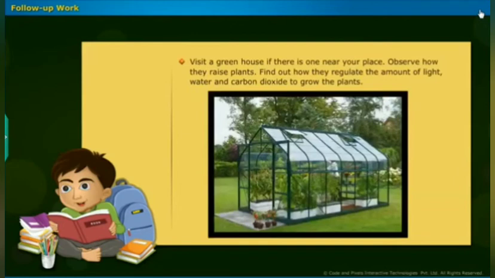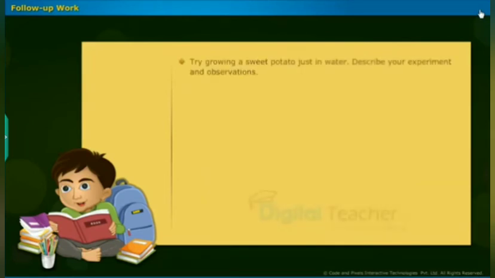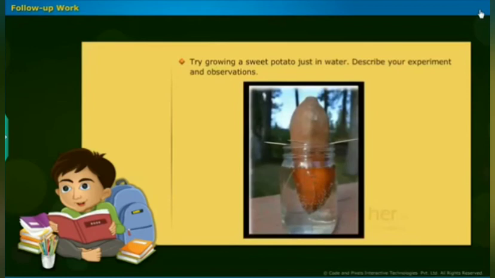Visit a greenhouse if there is one near your place. Observe how they raise plants. Find out how they regulate the amount of light, water and carbon dioxide to grow the plants. Try growing a sweet potato just in water. Describe your experiment and observations.